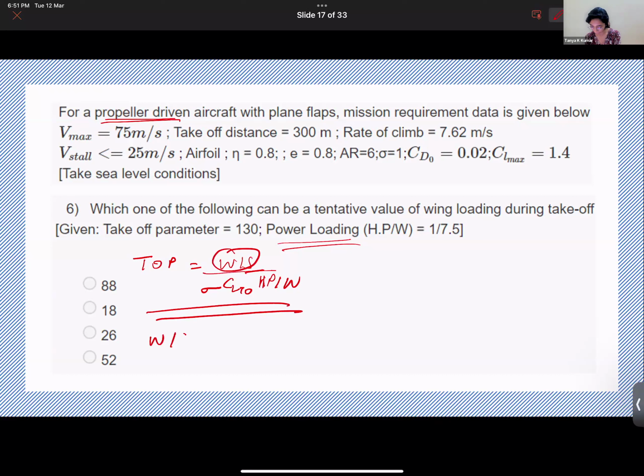So what is wing loading? Wing loading is takeoff parameter into sigma into CL takeoff into power loading. So you have this, you have this, you have power loading, you need to find out CL takeoff. That is the catch here. Try doing it, and then we'll do it together.